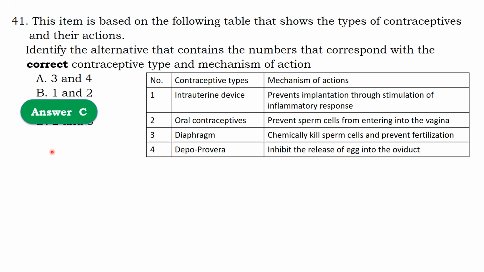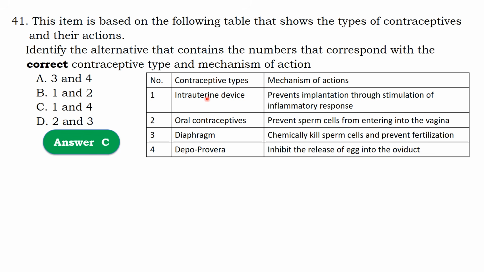So the answer should be C, 1 and 4. Number 1, intrauterine device prevents implantation through stimulation of inflammatory response. It is correct. Number 2, oral contraceptive prevents sperm cells from entering into the vagina. It is incorrect because it prevents ovulation. Number 3, diaphragm chemically kills sperm cells and prevents sterilization. It is incorrect because the diaphragm mechanically prevents sperm from entering the cervix. So number 3 is incorrect. Number 4, Depo-Provera inhibits release of egg into the oviduct.